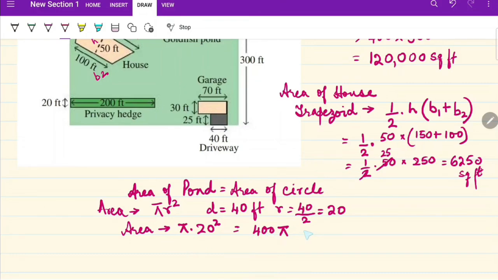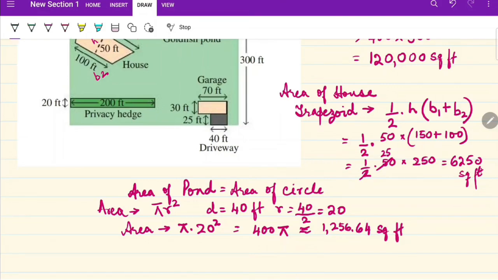All right, 400 pi. So let's use our calculator to substitute the value of pi, which is 3.1415 approximately. Multiply that by 400 and we will get an approximate value for the area of the pond. And when I ran this calculation through my calculator, I got an approximate value for the area of the pond as 1,256.64 square feet.